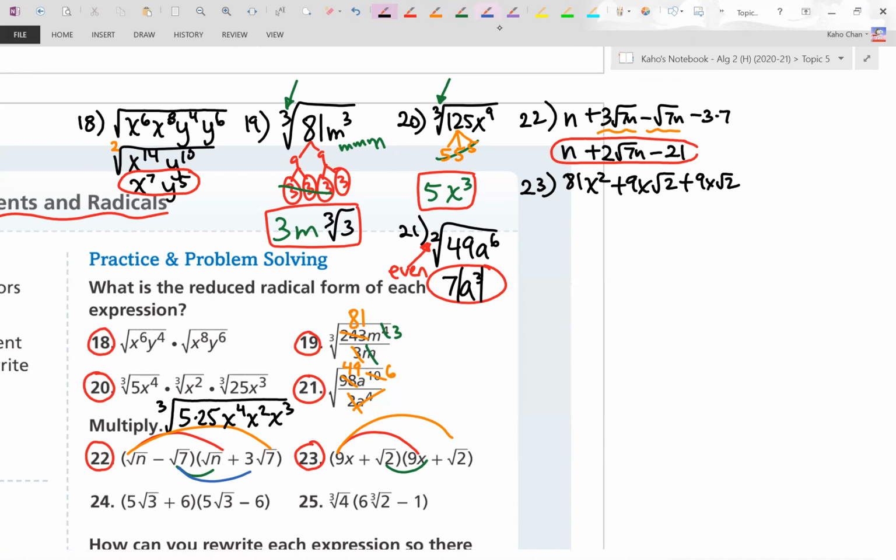And last terms, what do we got? Root 2 times root 2 is regular 2. The middle, the inner and the outer terms can be combined together. 9 of those plus 9 of those is 18 of those.